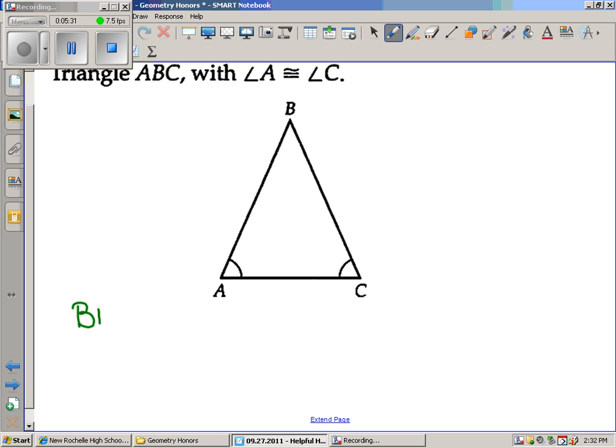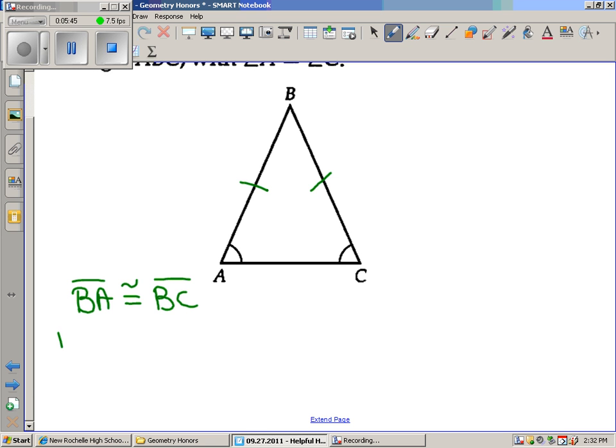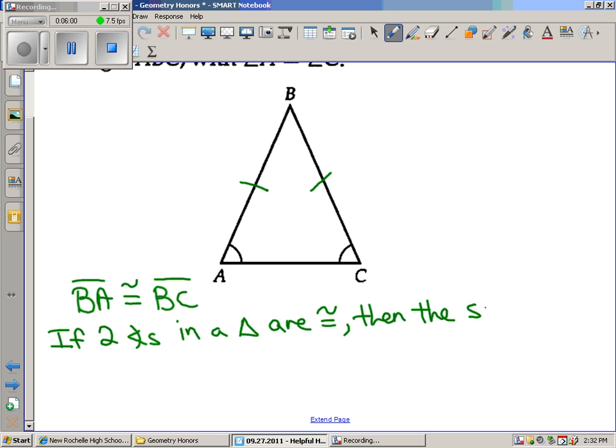Perfect. And so this is going to be our first step towards kind of proof. So BA is congruent to BC. And how would you justify something like that? Also, Danielle. Because the two angles are congruent. You're amazing. If two angles in a triangle are congruent, then the sides opposite are congruent.